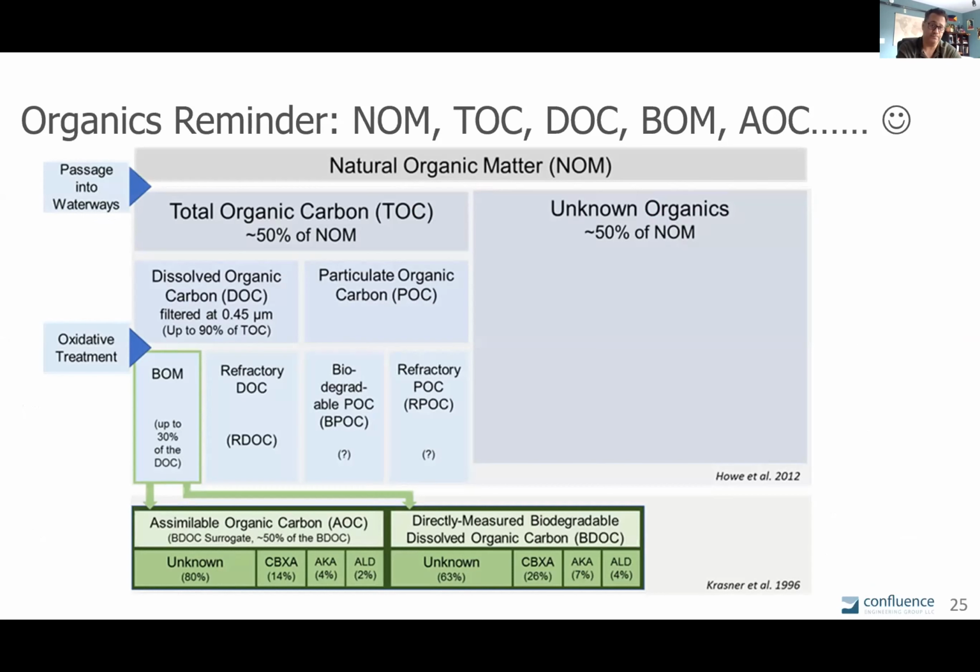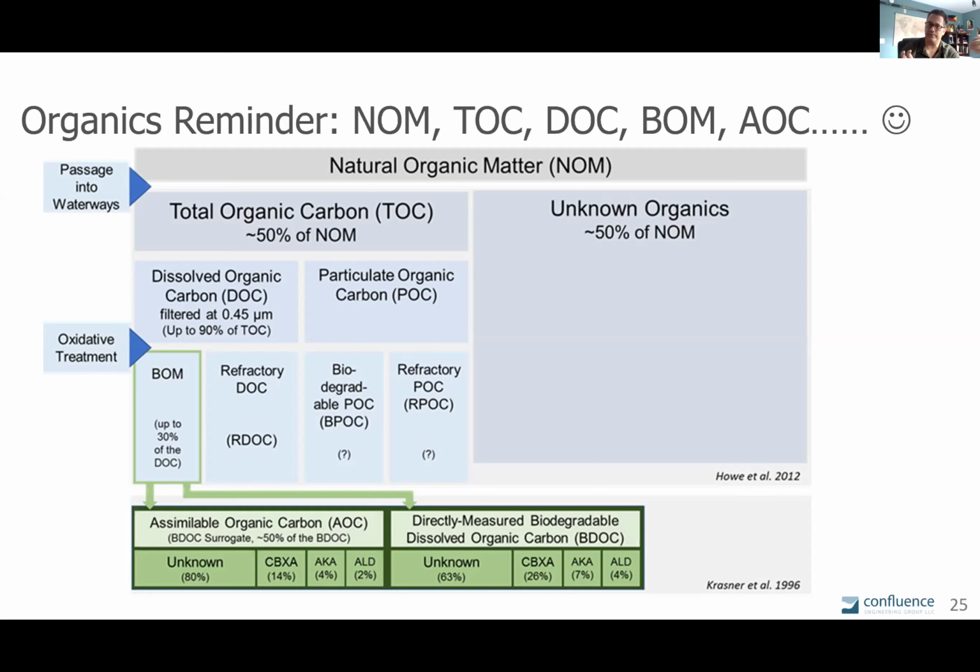Now, as a quick reminder, before we look at the organics, I wanted to show this box diagram here, just to reorient ourselves as to what we're talking about in terms of organics. At the very top there, natural organic matter is the broad range of organic matter that can come into a treatment plant after it passes into waterways, coming to our facilities. That splits into TOC, total organic carbon, and other unknown organics.